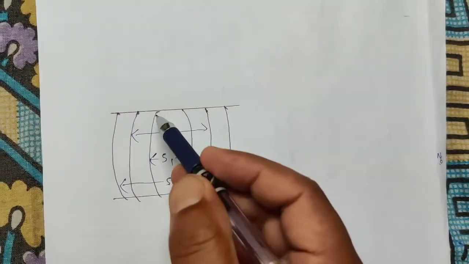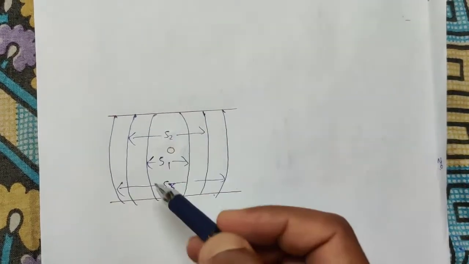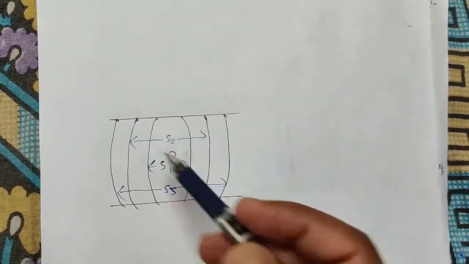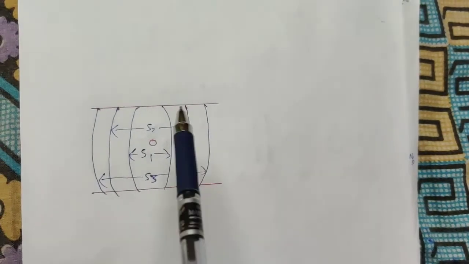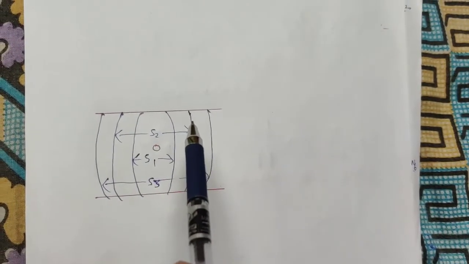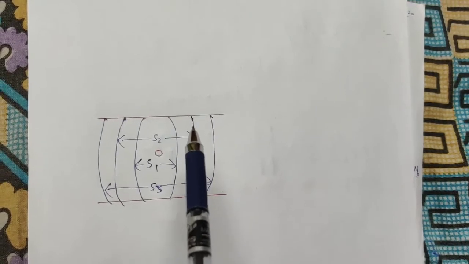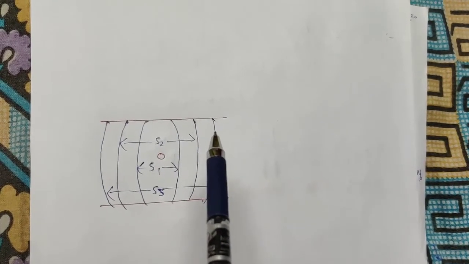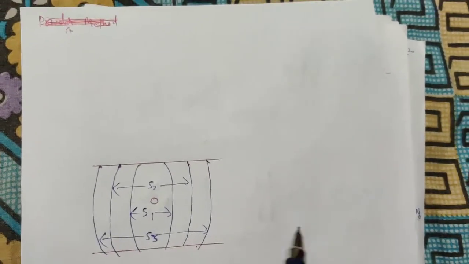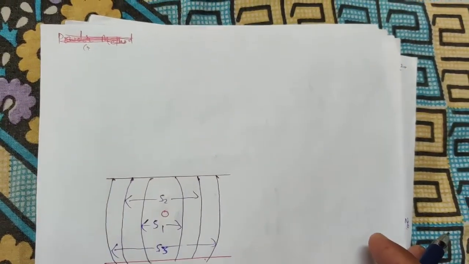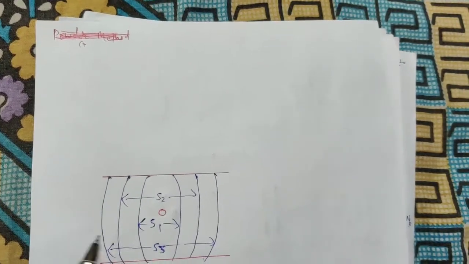This is the distance between the two sides of the cone. This is for another angle, this is for another angle. So s1, s2 and s3 are the distance between the symmetrical lines obtained on the photographic film which is laid flat, and r is the radius of the photographic film.